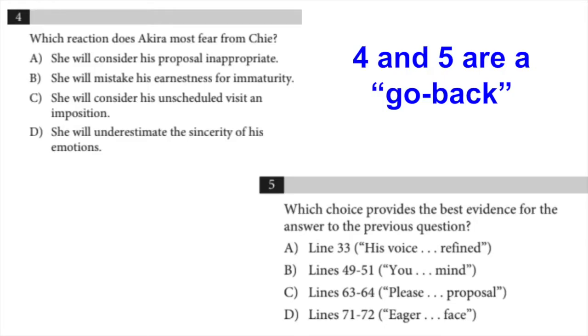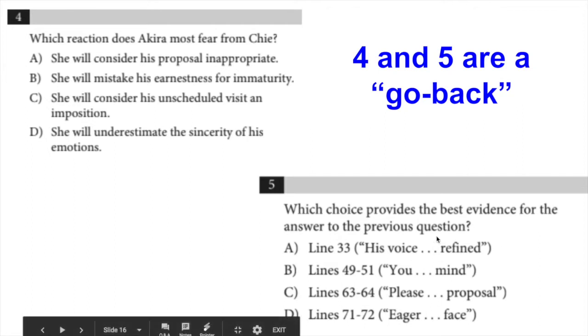Now on these go-back question pairs, paraphrasing is just part of it. You'll want to be able to match up what you've paraphrased with the answers from the first question. Let's take a look at how this works. On this question, question 5 gives us 4 lines we can paraphrase.